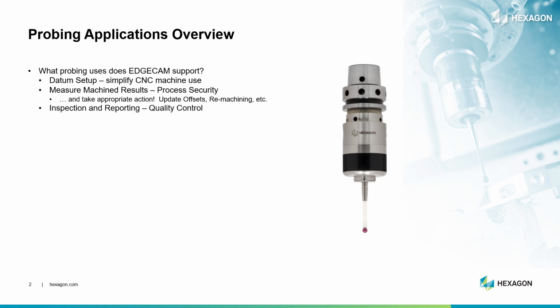The pinnacle of probe use is full inspection of the machined part. If your company is already moving into full-on machine inspection, please reach out to your account manager to discuss this application further. This demo is focused on the widespread need for CAM programming that includes use of the probe for datum setup and measuring machining results. These are highly productive and leverage probe systems technology that is widely available on CNC machines.